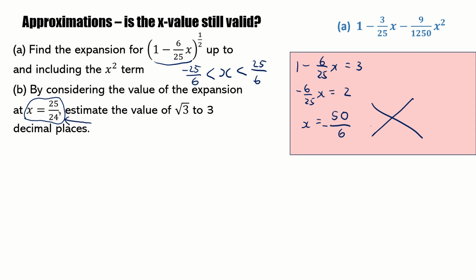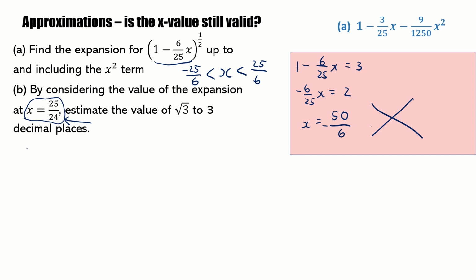This one, you'll notice, is in the interval. I say notice, I mean, it's fractions, so you might not be able to tell. 25/24 is only a little bit over 1, and 24/6 is exactly 4, whereas 25/6 is just a little bit over 4. So 25/24 is definitely in that interval. But there's something else we then have to watch out for. Let's find out what happens if we actually do plug in 25/24 into our expansion.